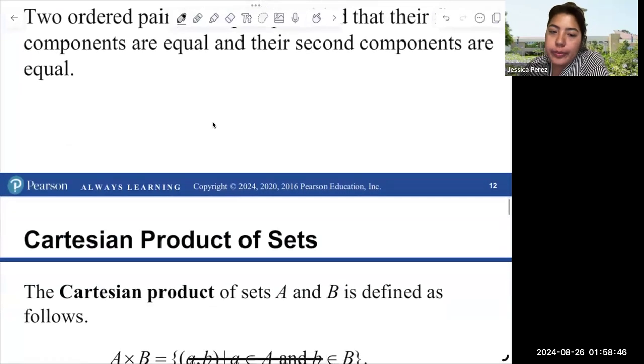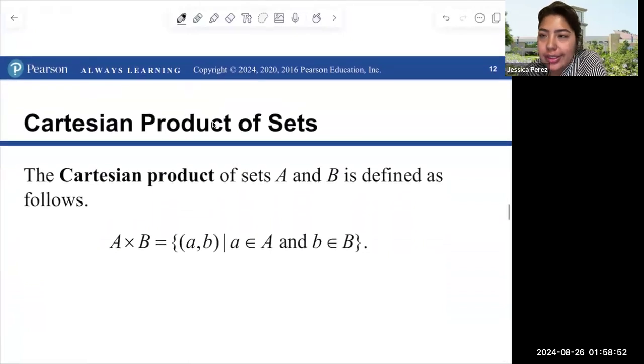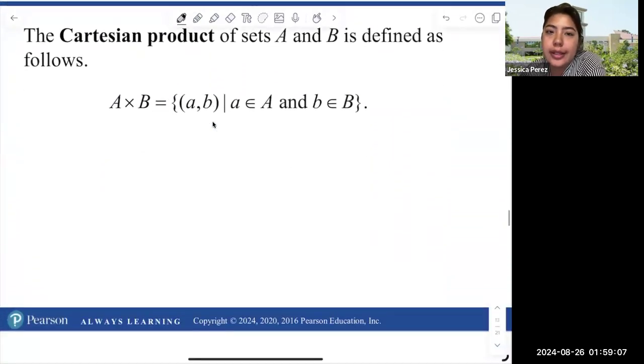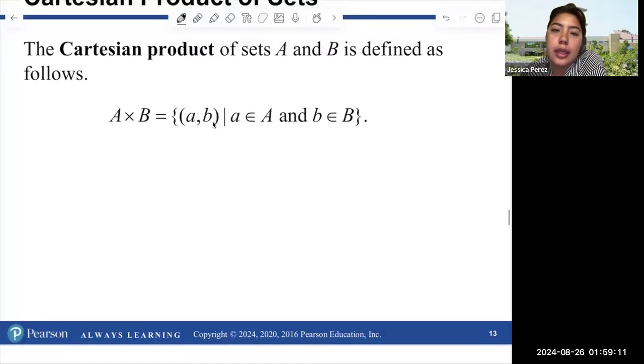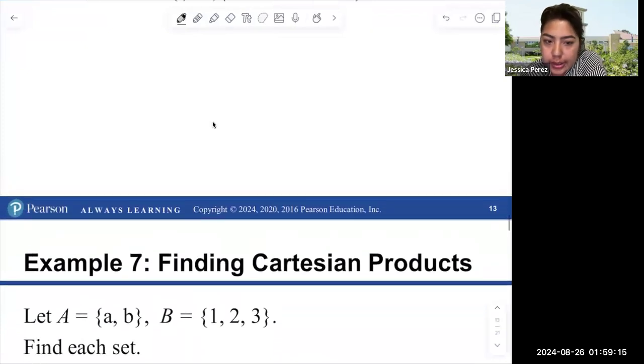Why do we need an ordered pair? Because we are going to do something called a Cartesian product of sets. A Cartesian product is actually uniting two different sets. So you have A comma B, where A lives in A and B lives in B. They live in two different sets, and they combine them as a point. Okay, so we're going to be finding the Cartesian product of this set.